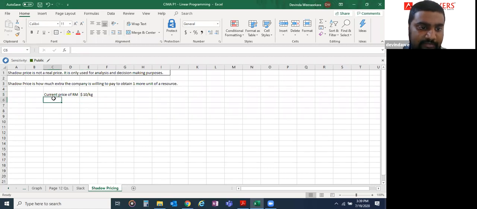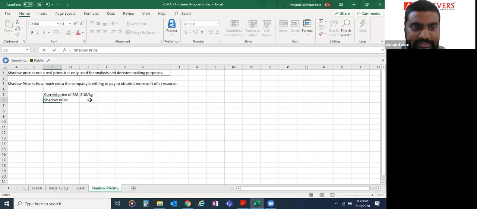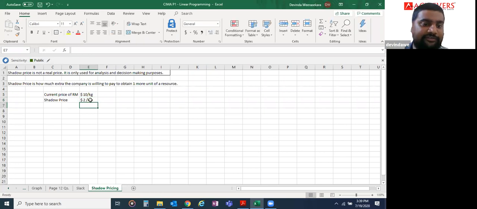So let's say, for example, guys, your shadow price is, let's say, $2. I'm just taking a hypothetical number. So if your shadow price is $2, that means you're willing to pay $2 extra. Earlier the current price is $10, but you're willing to pay $12 to buy one more kilo.